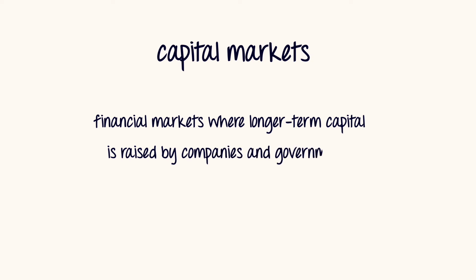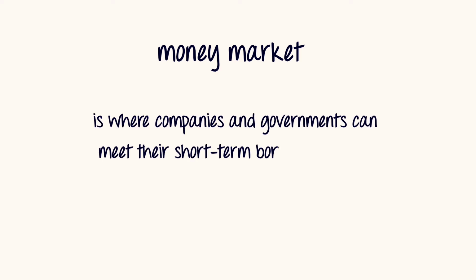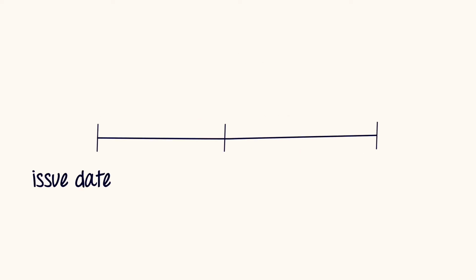Capital is raised by companies and governments in the form of shares and bonds. In contrast, the money markets can be thought of as the market for shorter-term bonds. This is where companies and governments can meet their short-term borrowing needs. Money market instruments have a much shorter period of time between issue and maturity when compared to bonds, often just 3 months or less, but not exceeding a year.